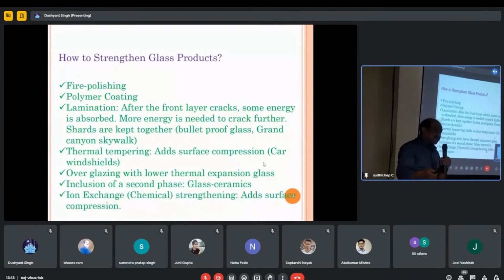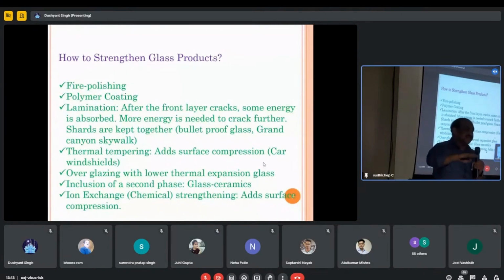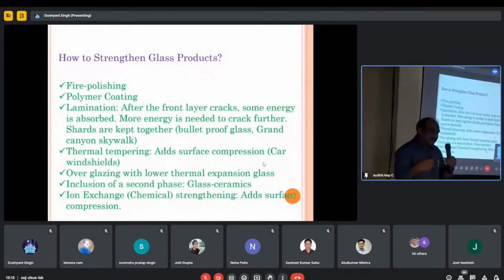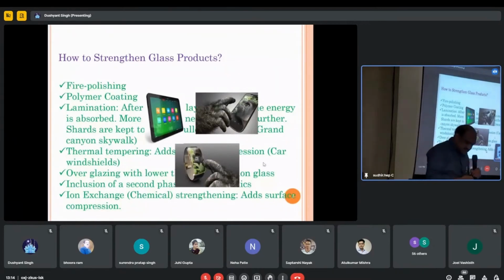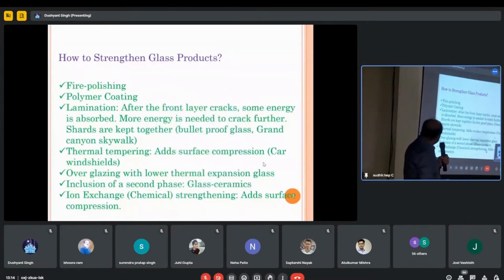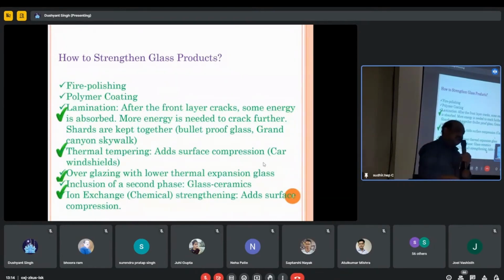And this ion exchange technique is used in Corning Gorilla glasses. They use the ion exchange technique to strengthen the glass surfaces. They basically create surface compression. So these are the Gorilla glasses we use mostly in mobiles, tablets and smart watches. So lamination, thermal tempering, glass ceramics and ion exchange are the techniques mostly followed to strengthen the glass surface.